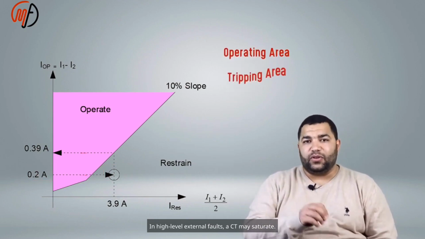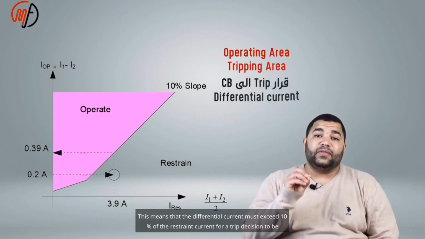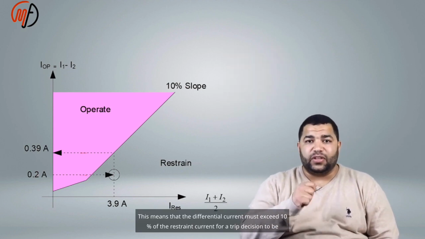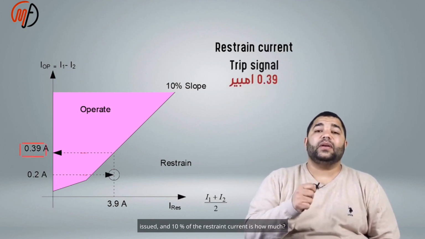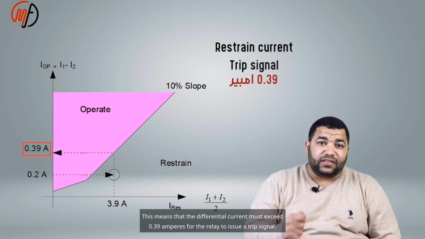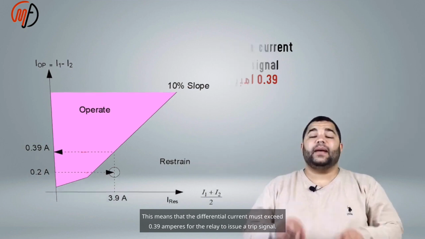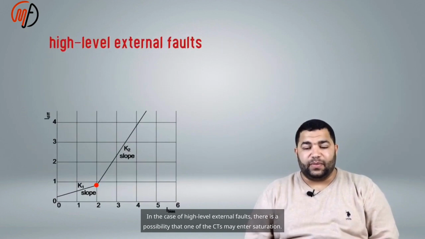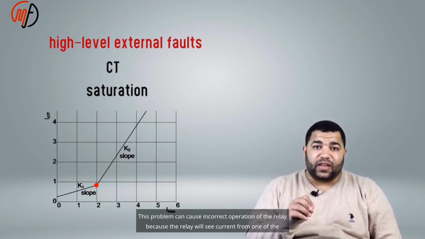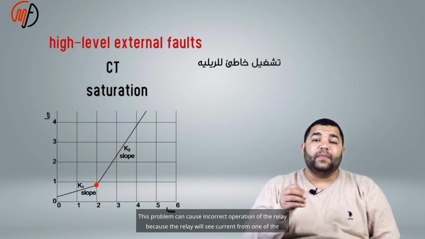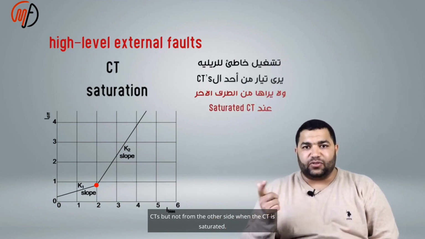In high-level external faults, a CT may saturate. This means that the differential current must exceed 10% of the restraint current for a trip decision to be issued, and 10% of the restraint current is 0.39 amperes. In the case of high-level external faults, there is a possibility that one of the CTs enters saturation. This can cause incorrect operation of the relay, because the relay will see current from one of the CTs but not from the other side when the CT is saturated.